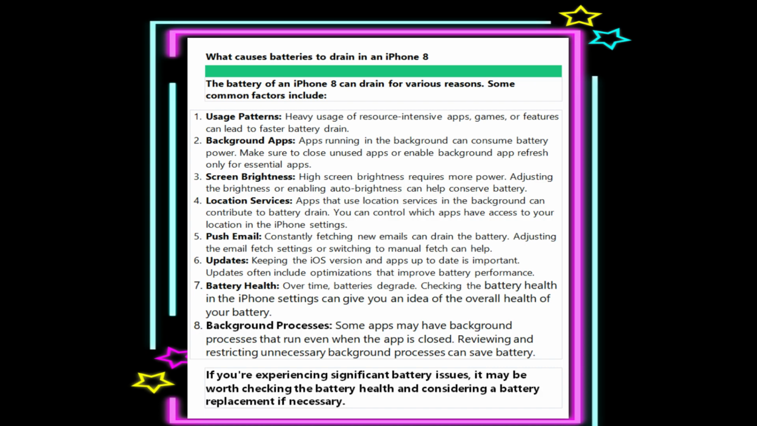Battery health. Over time, batteries degrade. Checking the battery health in the iPhone settings can give you an idea of the overall health of your battery. Background processes. Some apps may have background processes that run even when the app is closed. Reviewing and restricting unnecessary background processes can save battery. If you're experiencing significant battery issues, it may be worth checking the battery health and considering a battery replacement if necessary.